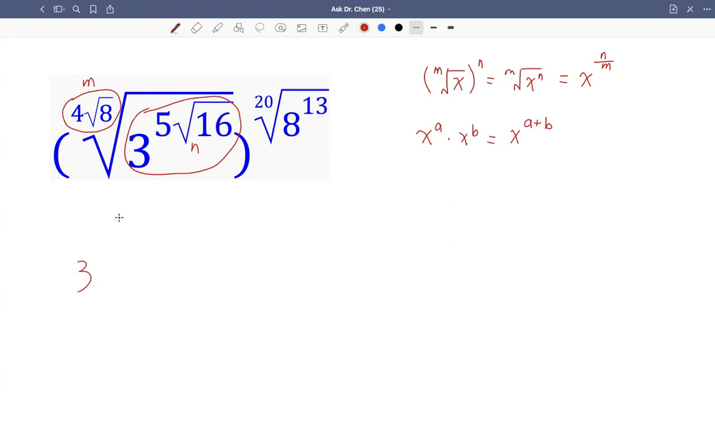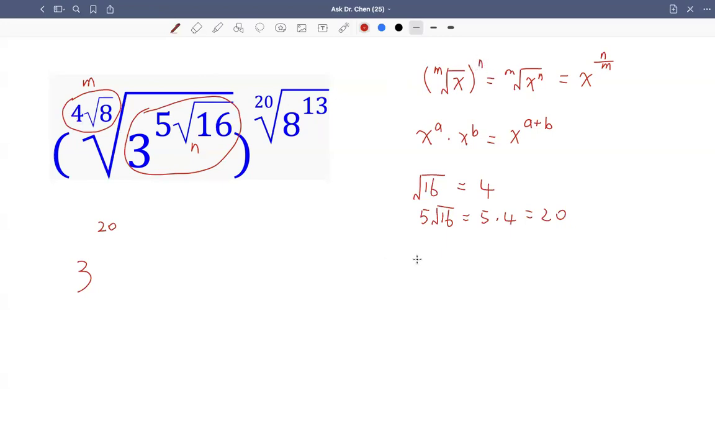So 3 raised by 5. Well, what is the square root of 16? The square root of 16 is 4, because 4 squared is 16. So 5 times 4, that's 20. So we don't really have to write a 5. Let's write as 20. Right, so let me write here. So 5 times the square root of 16, that's 5 times 4, which is 20. So the power is 20, which is n in this case in the formula.